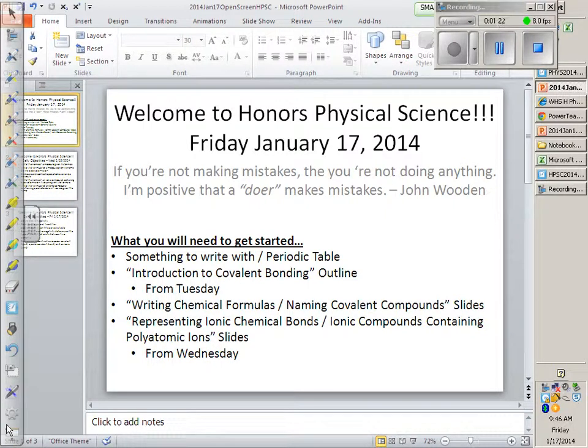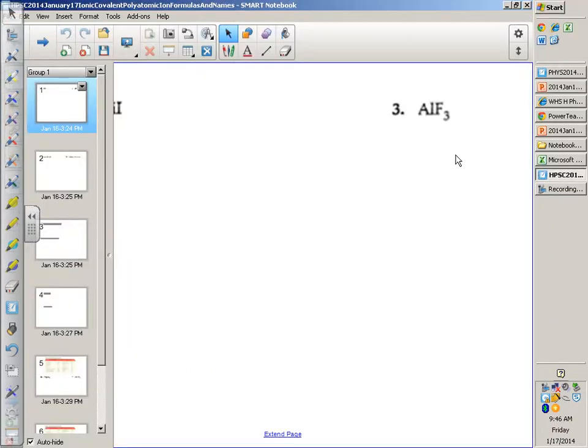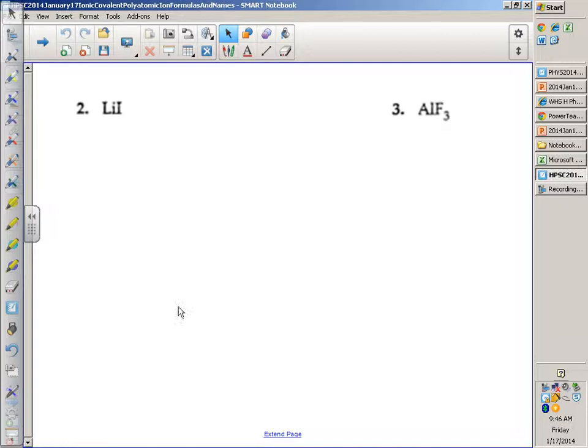All right, number one, and here we go. Here are two formulas. Write me the name of these compounds. You can talk to the person next to you if you need to bounce some things off, make sure you're doing things correctly. So here are two formulas. Write me the names of these compounds.